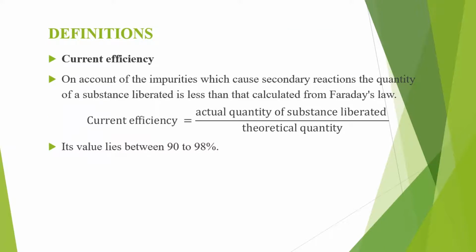Next we will see a few definitions. So first is current efficiency. Due to the impurities which cause secondary reactions, the quantity of substance liberated is less than that calculated from Faraday's law. So the current efficiency is nothing but the ratio of the actual quantity of substance liberated to the theoretical quantity of substance liberated. The value lies between 90 to 98%.